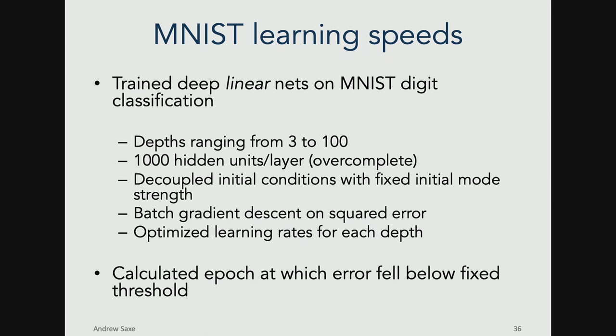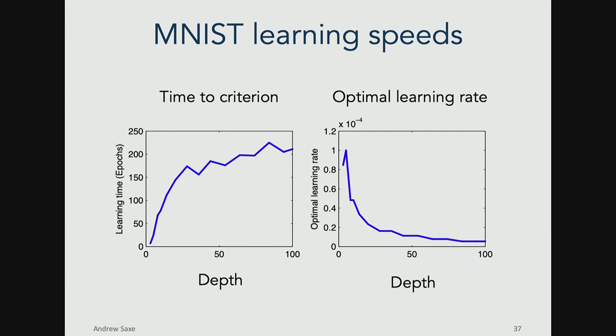So we've looked into this numerically on the MNIST data set. Here we train a bunch of different networks. They have 1,000 hidden units per layer. And then we just train them with full batch gradient descent. And you can see that as the depth increases, in fact, even very deep networks are only a finite time slower. It looks like it's leveling off. It's not diverging as the depth is increasing.